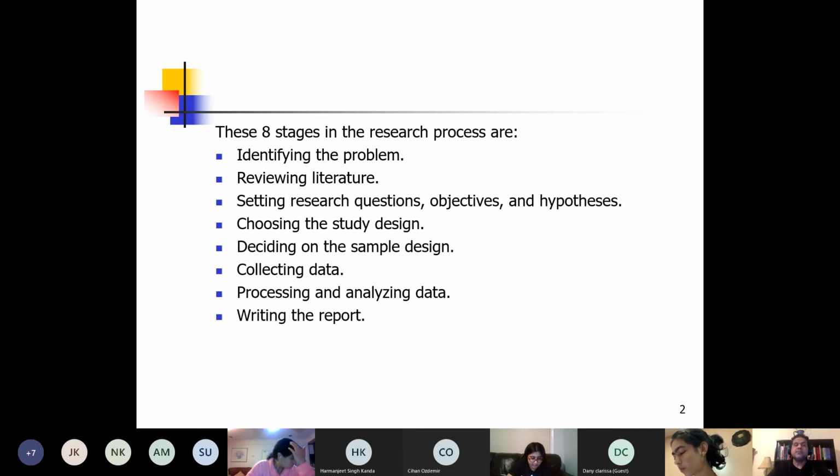So the first thing is identifying the problem. What is the general topic that you are going to discuss?